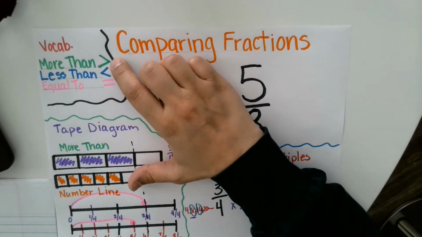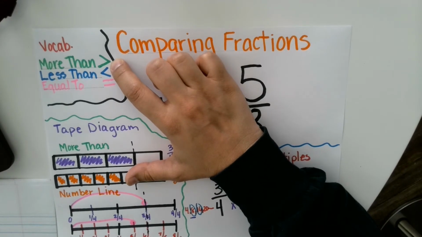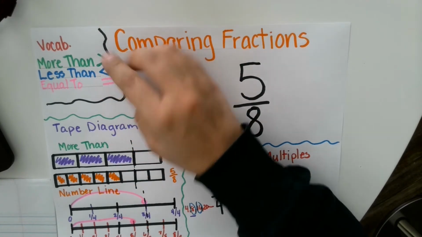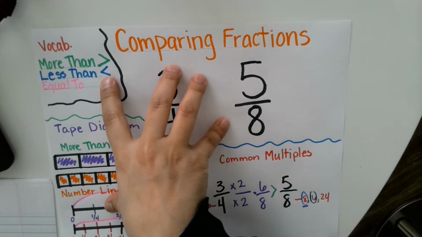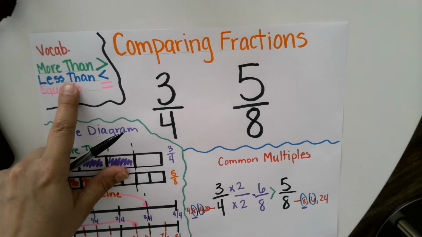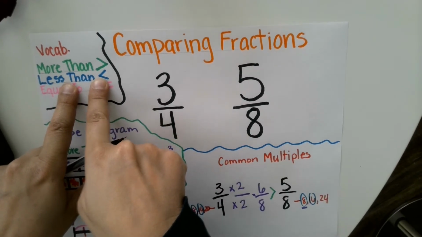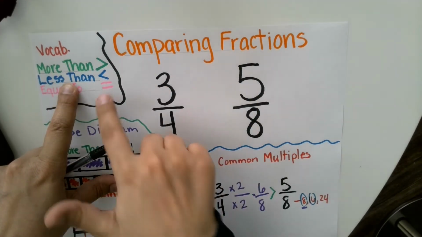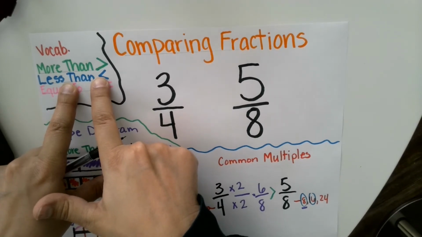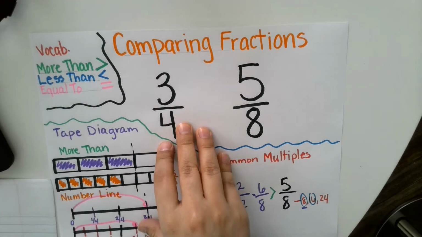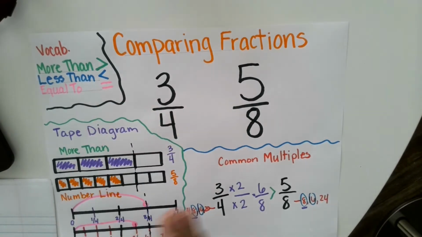And then alongside those vocabulary words that we look for, we also need to recognize the symbols, right? More than, you've been taught this since 1st grade. It's an alligator mouth, right? And the alligator eats the biggest number. Less than, if this is a number, the first number we're talking about when we're comparing, we would say blank is less than blank. But again, your alligator is eating the bigger number. And then finally, equals to. Both of them are the same once we've compared them.